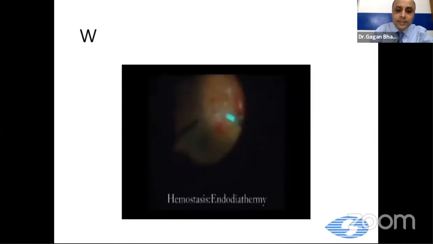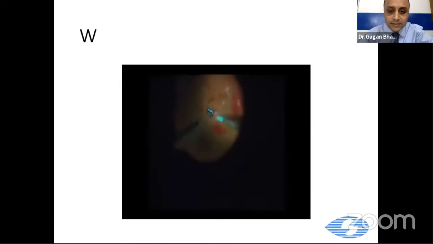This was one more thing that I wanted to show, which was basically a bimanual endodiathermy. I think this helps because it helps us in not increasing the bottle height too frequently. So basically you can hold a backflush needle in one hand and relieve the hemorrhage, and you can very clearly pinpoint the bleeder and then cauterize it.